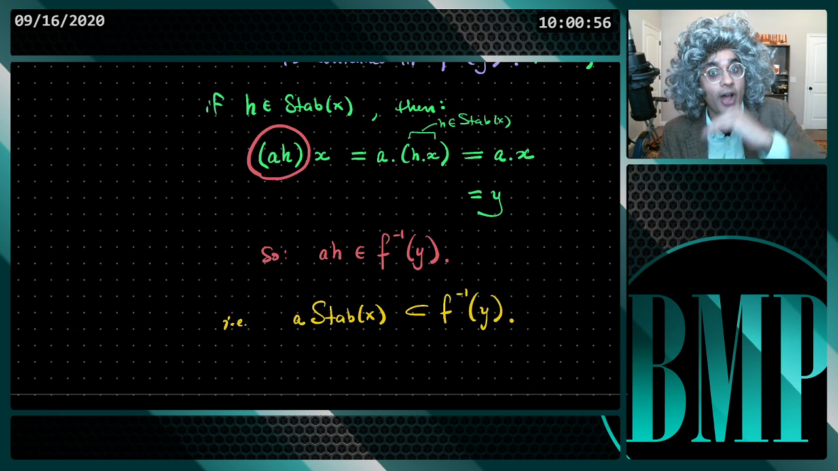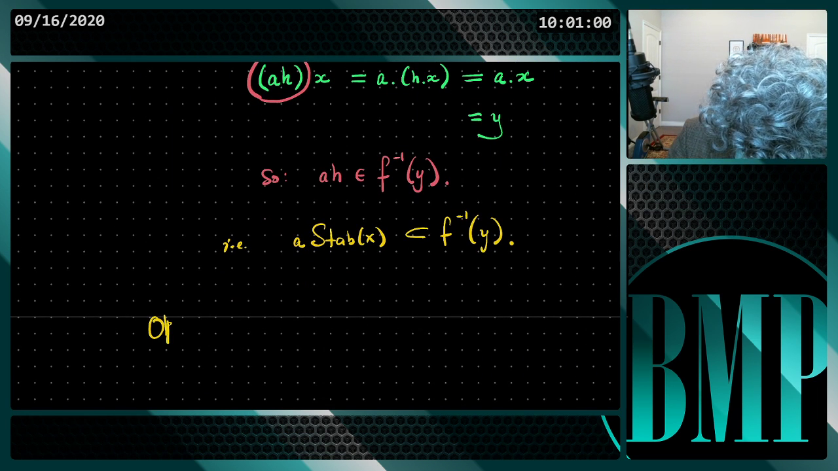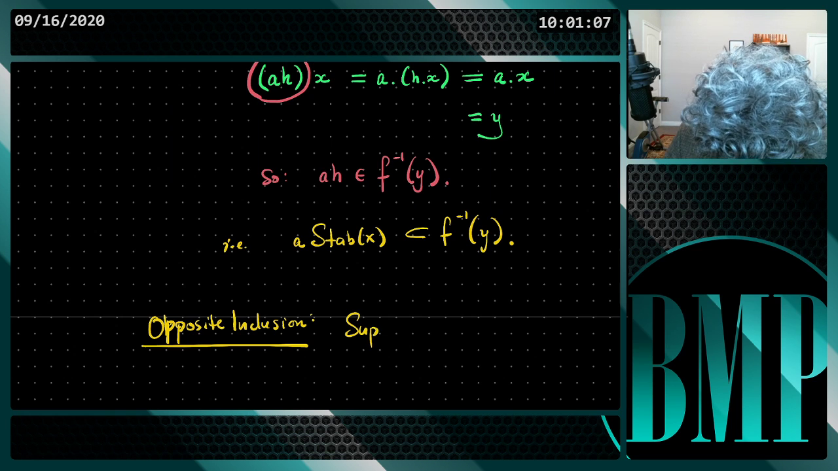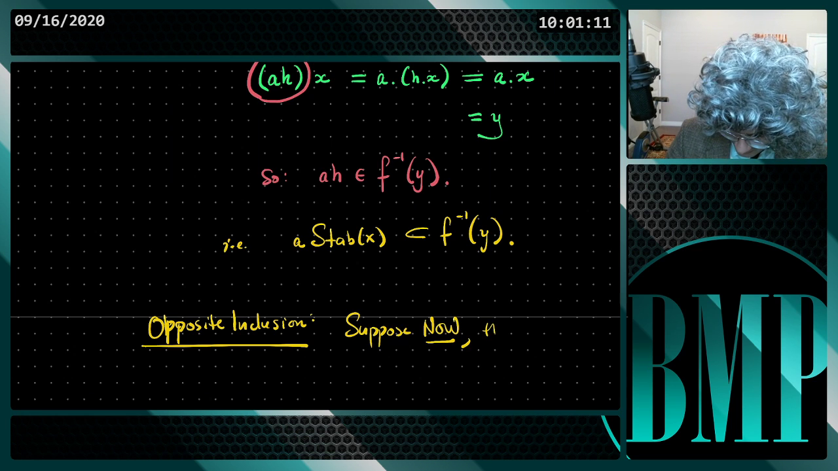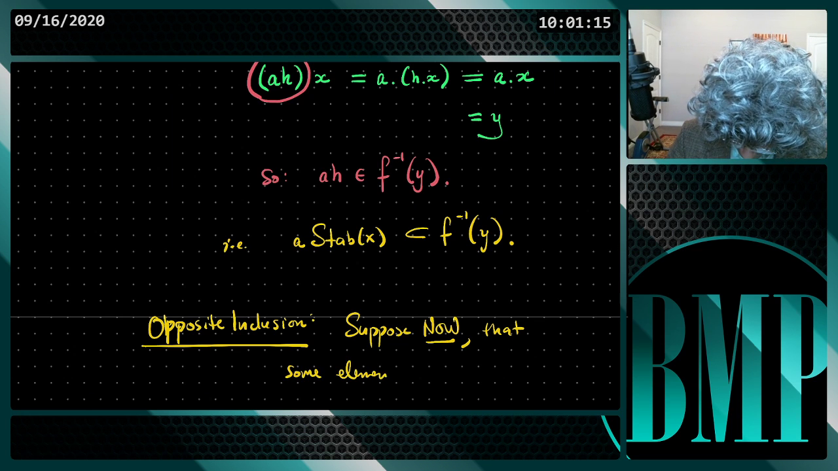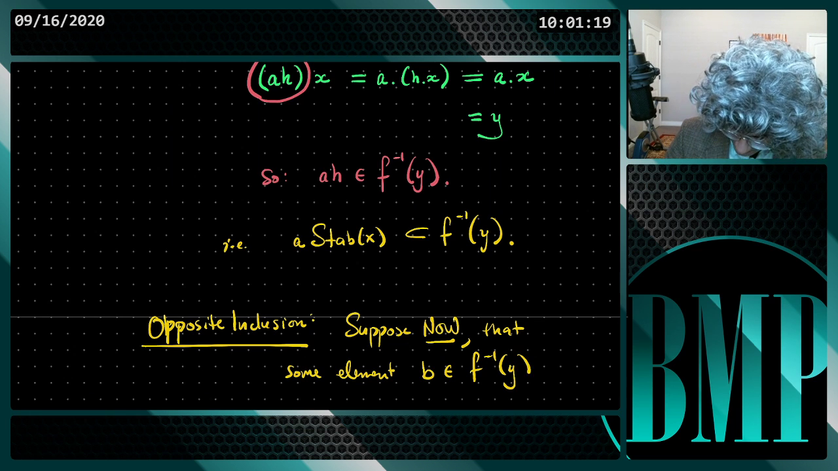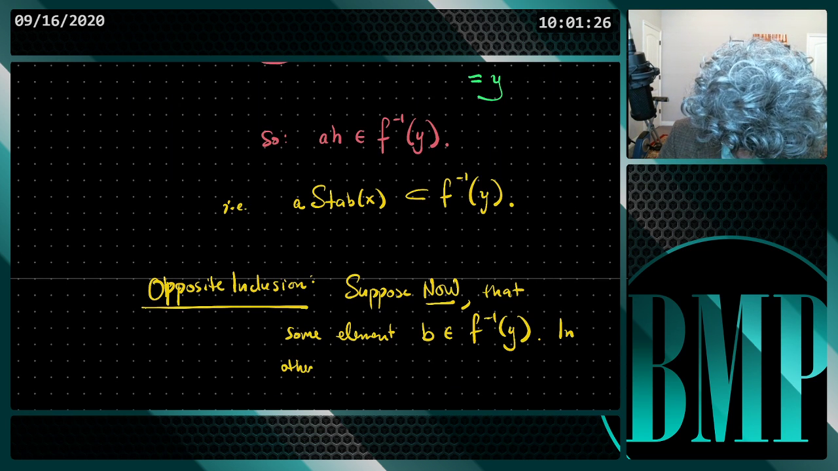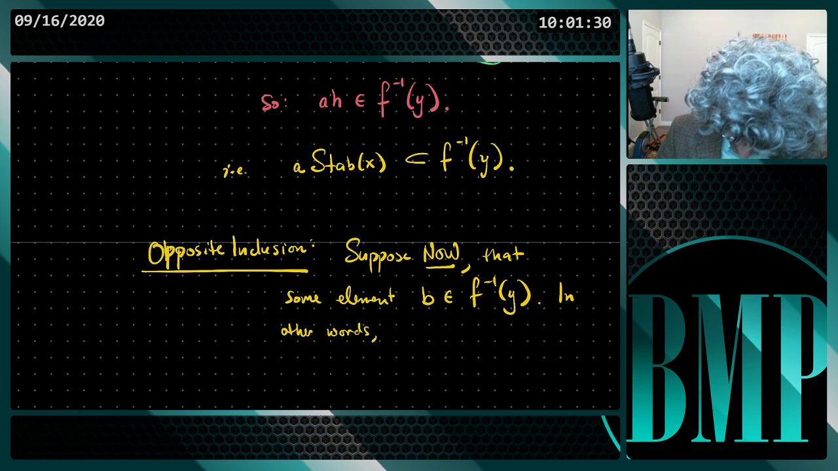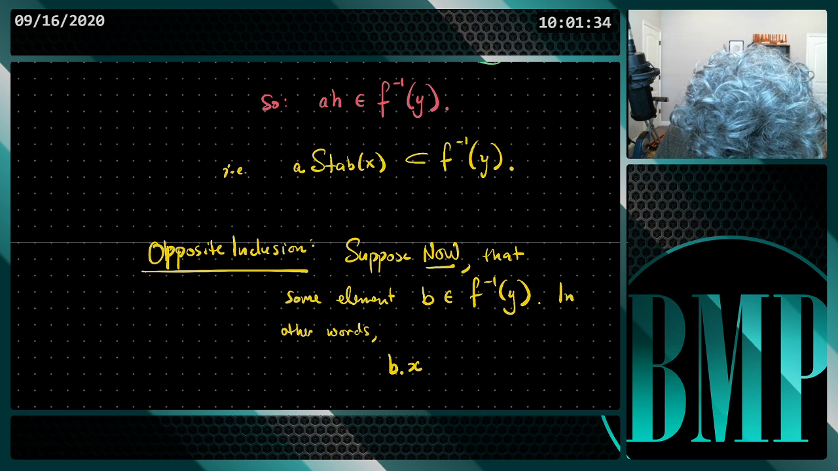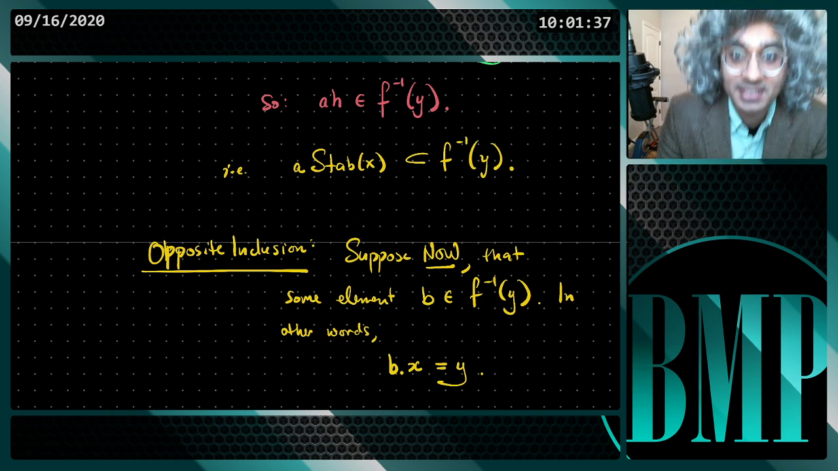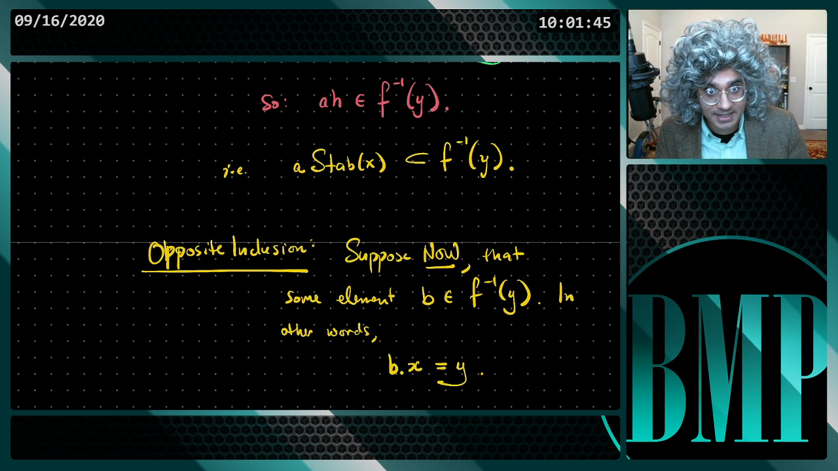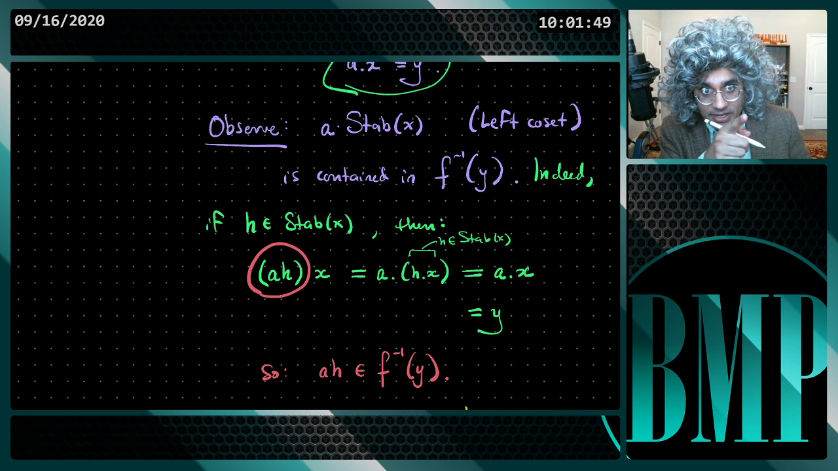And now what I'll do is I'll prove the opposite inclusion. Suppose now that some element B was in the pre-image of y under the action map. Let me write that out for you. In other words, B times x equals y. In other words, suppose B is some element that when you push x by it, you get to y. Okay? We will show that B is in this same left coset that we invoked earlier.